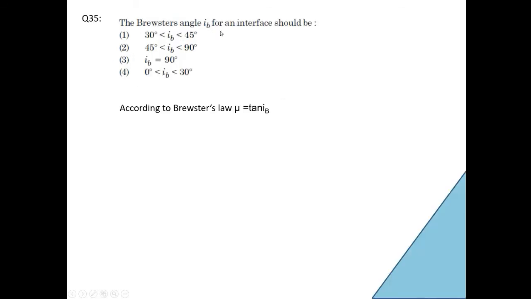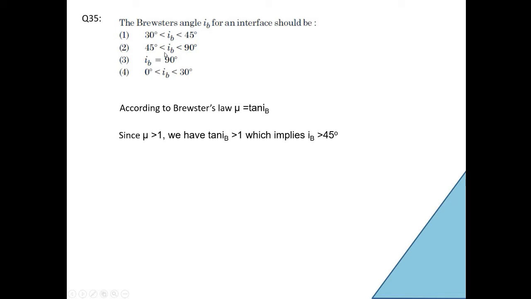Next question. The Brewster angle IB for an interface should be: option 1, 30 degree less than IB less than 45 degree; option 2, 45 degree less than IB less than 90 degree; option 3, IB is equal to 90 degree; option 4, 0 degree less than IB less than 30 degree. We know according to Brewster's law mu is equal to tan IB, but mu is greater than 1. So we have tan IB greater than 1, which implies IB should be greater than 45 degree.